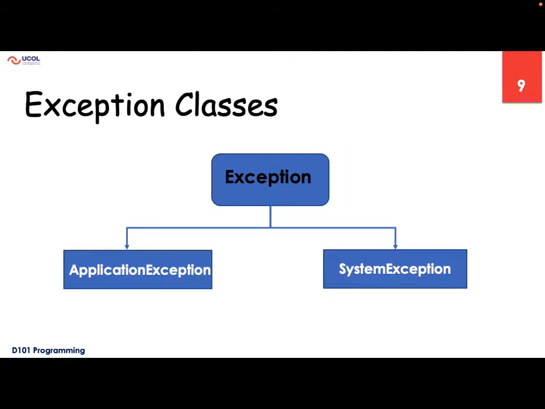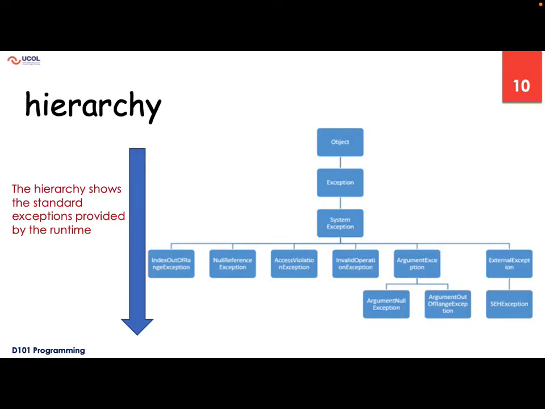As I told you, the exception is the parent of all the exception classes. We have application exceptions, which are due to some programming problems, and there are some system exceptions. Division by 0, file not found, format exception are some of these. So these are the hierarchy of the classes. Object is the parent of all the classes which are present in C#. The same is true for Java as well.